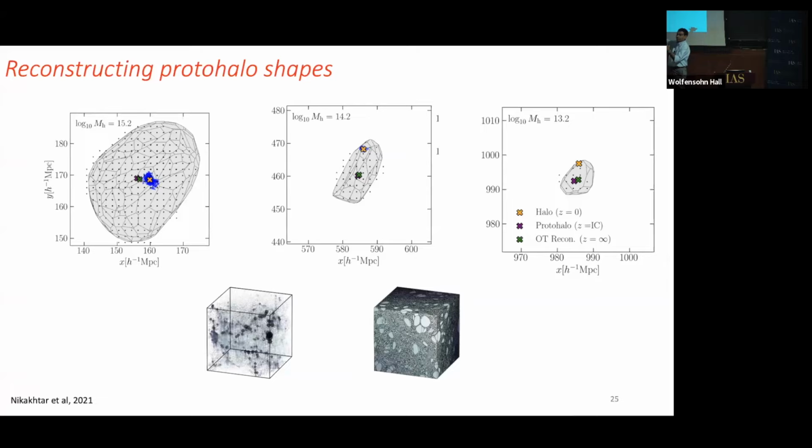And you can do this for a massive halo, which is about 10 to the 15 solar masses, all the way down to low mass halos. And you can see the reconstruction also works out both, the points here are the final position of the object, and these are the initial positions of the object. So you can see not only what the shape of the object was, but where it came from in space. So how much did it move?